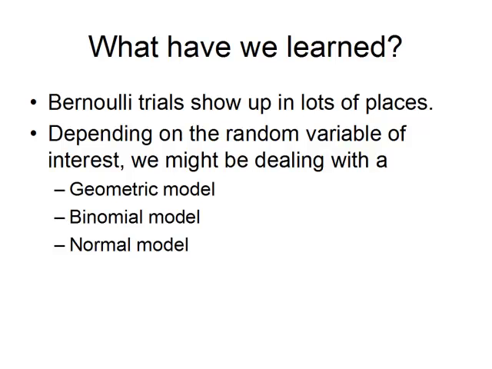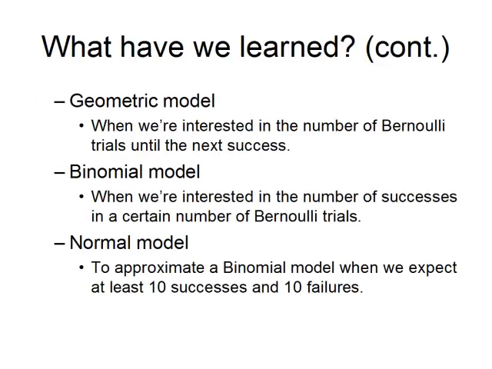So what we've learned is that Bernoulli trials show up in a lot of places. Depending on the random variable of interest, you might be dealing with a geometric model, binomial model, or a normal model. A geometric model is where we're interested in the number of Bernoulli trials until the next success. A binomial model is where we're interested in the number of successes in a certain number of Bernoulli trials. And a normal model is used to approximate a binomial model when we expect at least 10 successes and 10 failures.